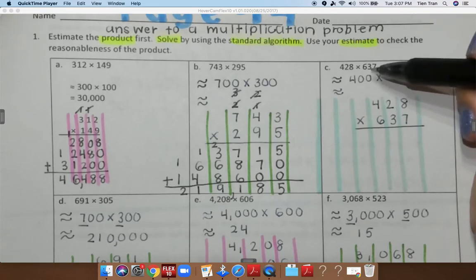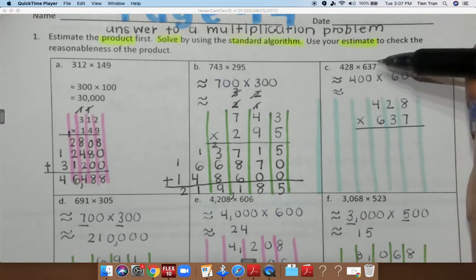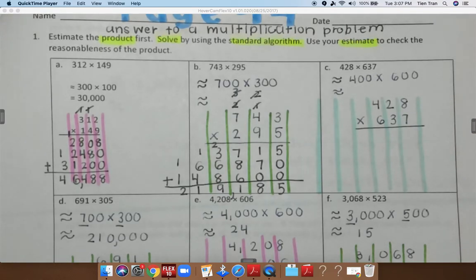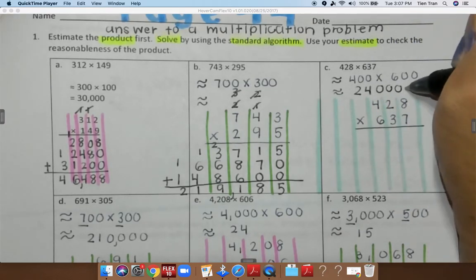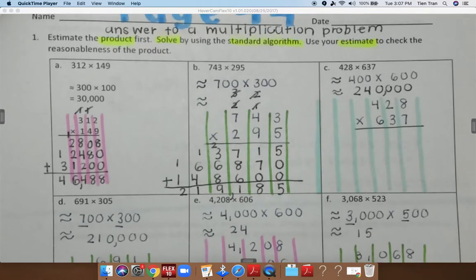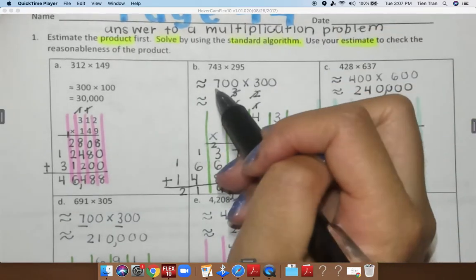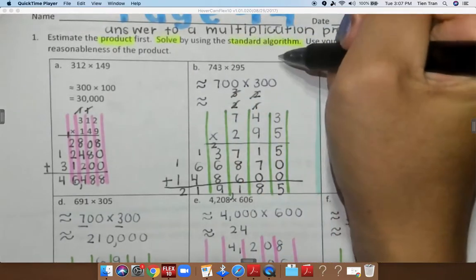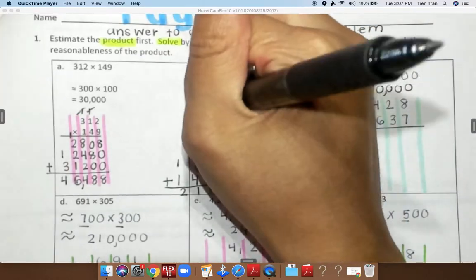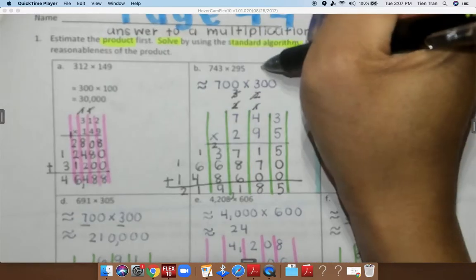Now, first thing they want me to do is to estimate. So I'm estimating 400 times 600. And that would give me about 240,000, okay? Now, on this side, I forgot to estimate, but 7 times 3 is equal to 21. Probably going to have to put it over here because I don't have room.